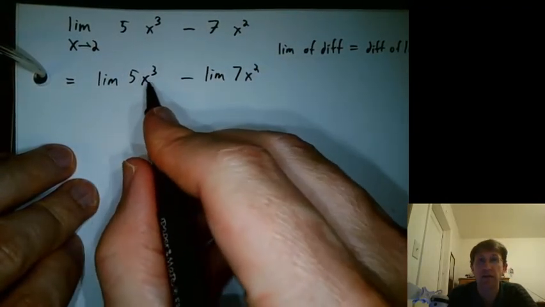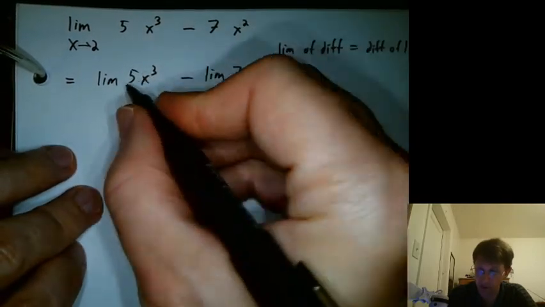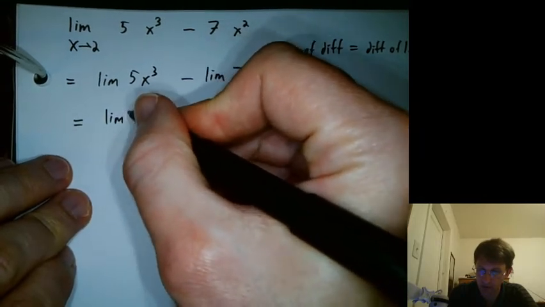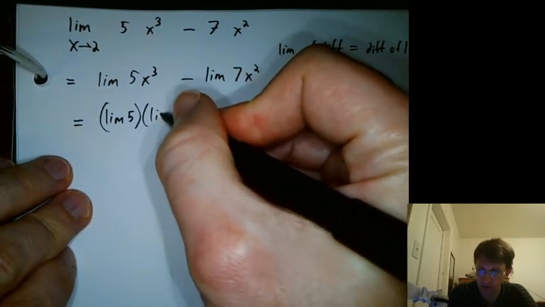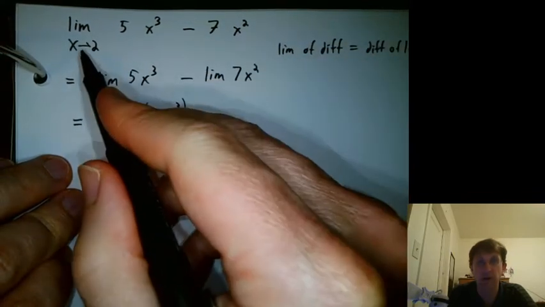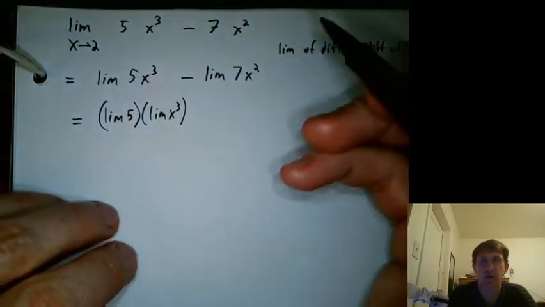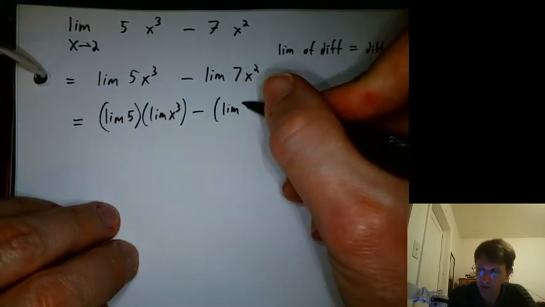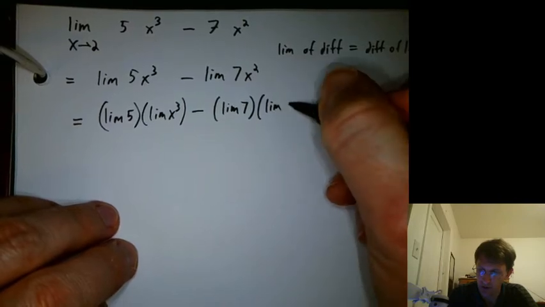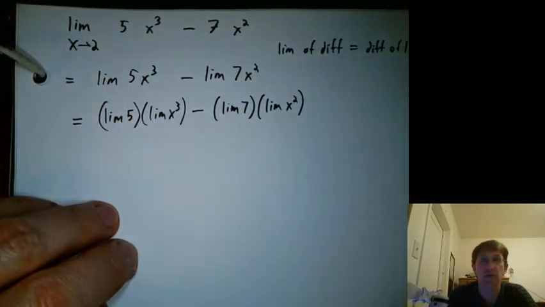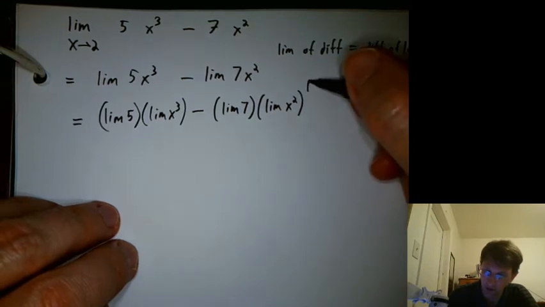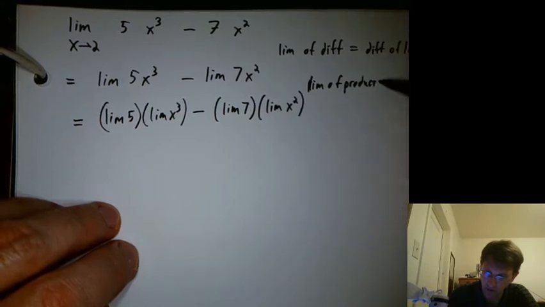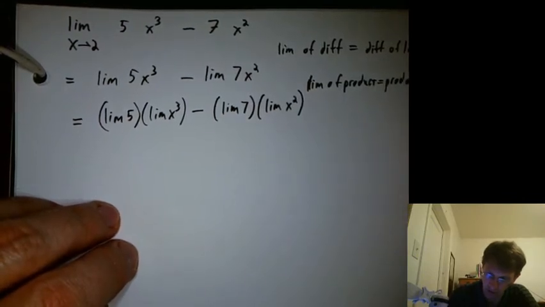And then this 5x cubed is a product, right? So we can say the limit of the product is the product of the limits. So that's the limit of 5 times the limit of x cubed. Remember, I still mean the limit as x goes to 2. I'm just kind of shortcutting that part. And the same thing here. This is a product, so I can say the limit of 7 times the limit of x squared, again as x goes to 2. And this is the limit of a product equals the product of the limits.